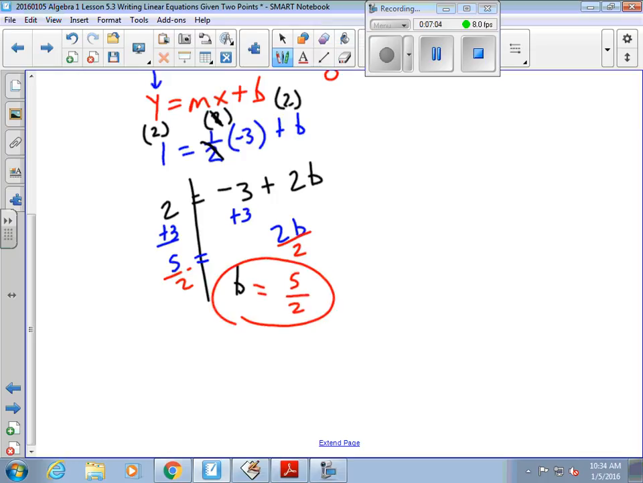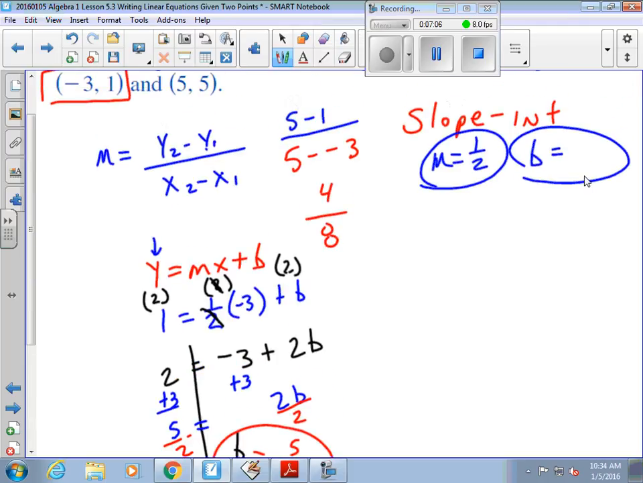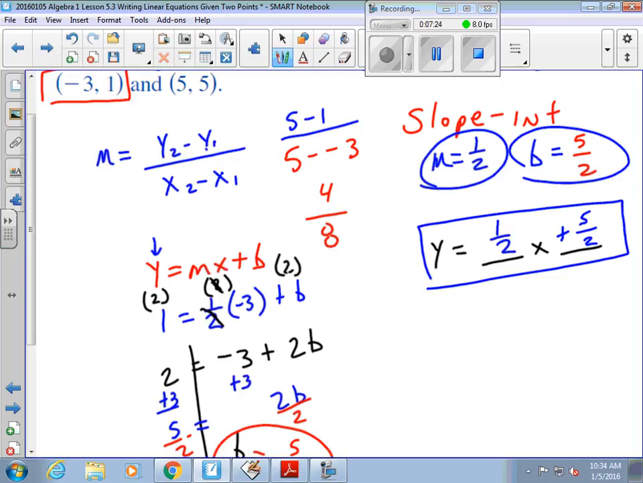Once you have b's value, and we already got m's value 1 over 2, we're going to write our equation just like we had in the previous lesson. Y is equal to mx plus b. M's value, again, we found was 1 half, and b's value is a positive 5 over 2. Your equation, therefore, is y equals 1 half x plus 5 over 2. And we'll look at perpendicular lines and pick up with the next part of this lesson tomorrow.